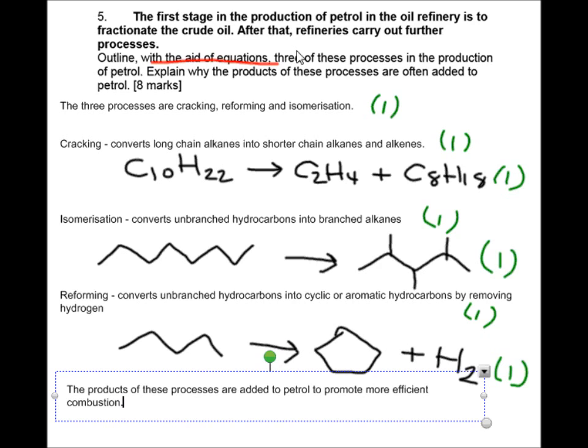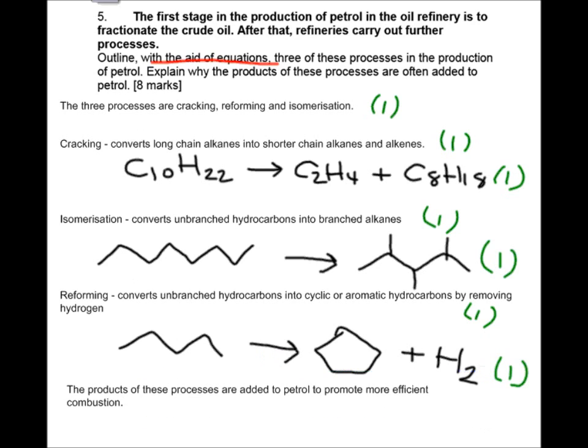So the products of all of these processes all have shorter or branched or cyclic molecules which have a lower boiling point than the longer chains. Lower boiling points means that they will combust more easily. So that's why they're added to petrol. Simply for stating that they promote more efficient combustion will get you the 8th mark.